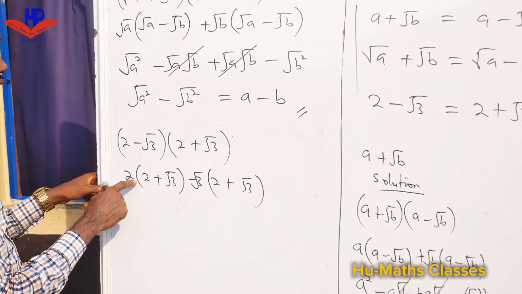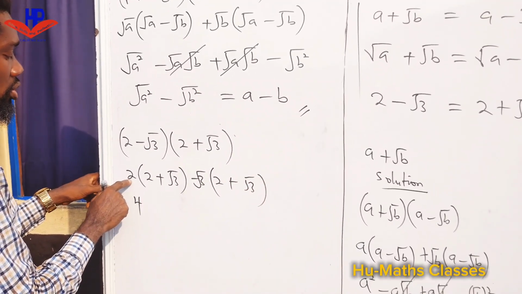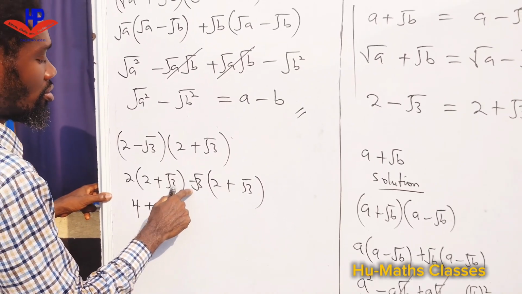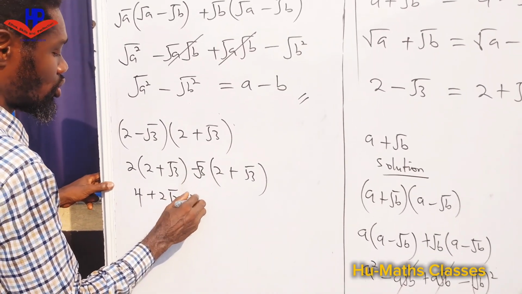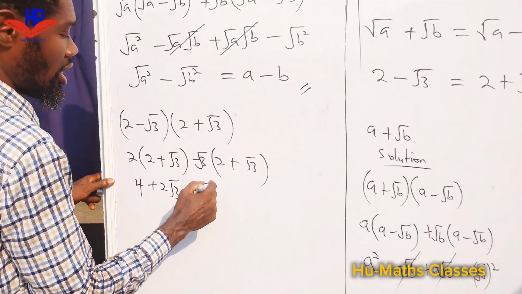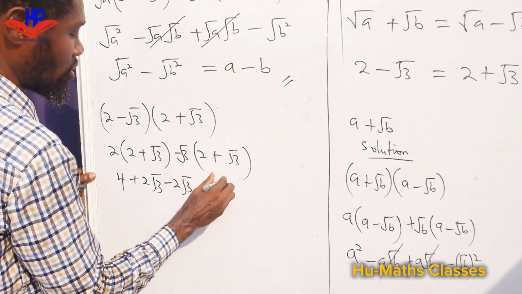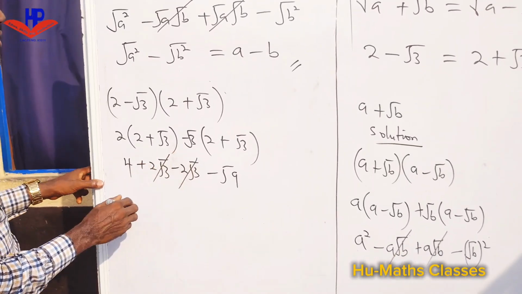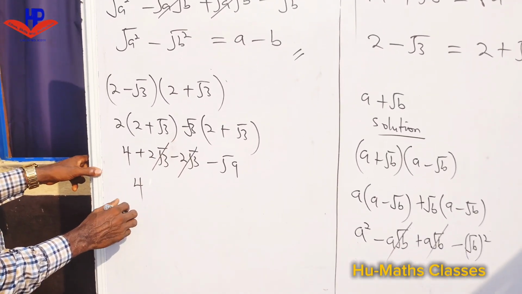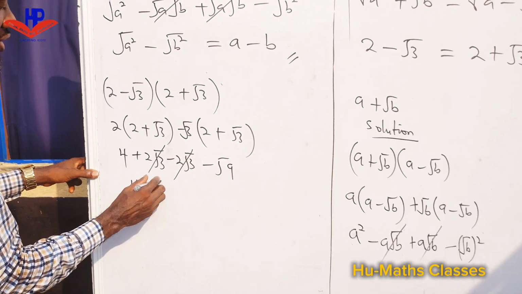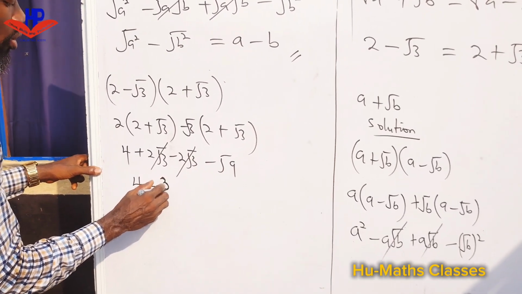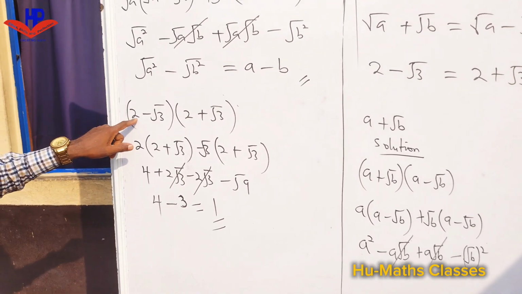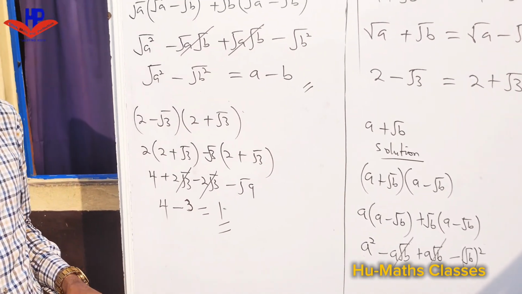So let's open up. 2 times 2 is 4. 2 times plus root 3 will give us plus 2 root 3. Minus root 3 times 2 will give us minus 2 root 3. Then minus root 3 times plus root 3 will give us minus root 9. So this is already out. So we have 4 minus square root of 9, which is 3. And when you do that simple arithmetic, your answer will be 1. So if this number multiplies its conjugate, your final result will be 1.